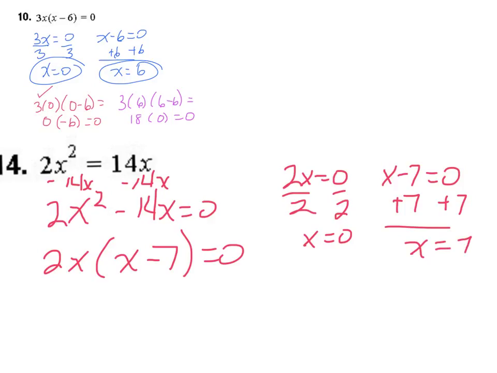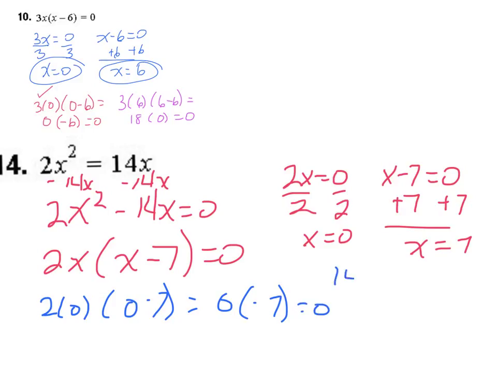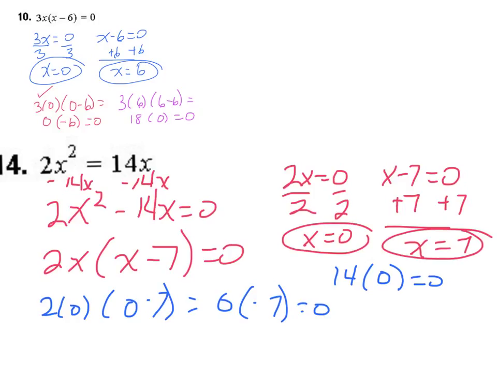And let's come back here and check. So if I put 0 in, 2 times 0 and 0 minus 7, 0 times negative 7 is 0. And if I put 7 back in, 2 times 7 is 14, and 7 minus 7 is 0. So I know that both answers work.